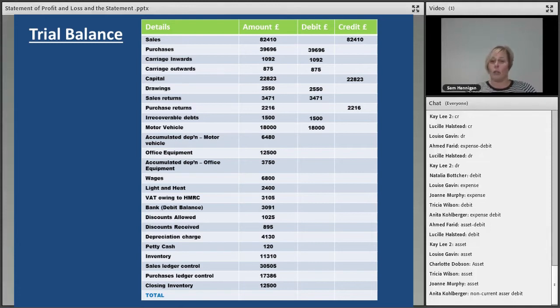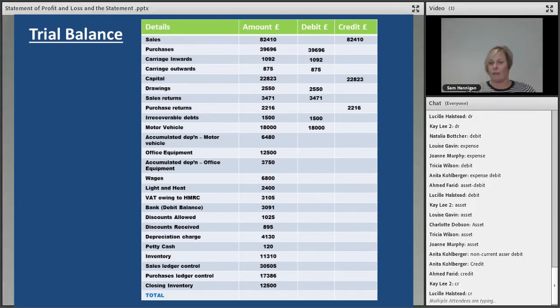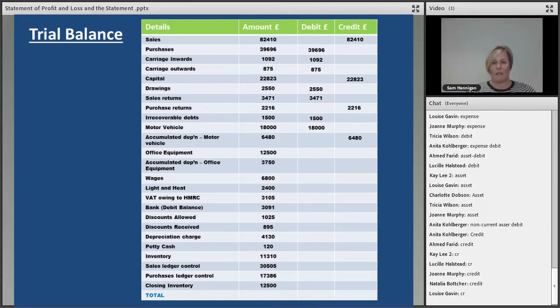So if the motor vehicle is a cost and it's a debit entry because it's an asset, what are we going to do with accumulated depreciation? Brilliant. Absolutely fantastic. Well done, everybody. We're going to credit it. So when it comes to posting it to the financial statements, we'll see a true value. We'll see a true carrying amount or net realisable value, net book value.